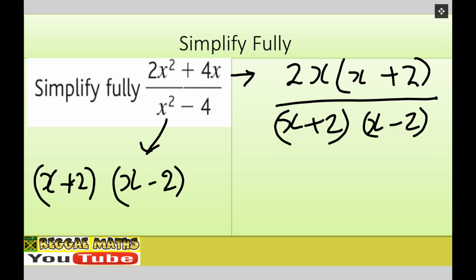So simplifying by canceling, right? Like with like, so you've got x plus 2, x plus 2, so you're left with 2x over x minus 2.